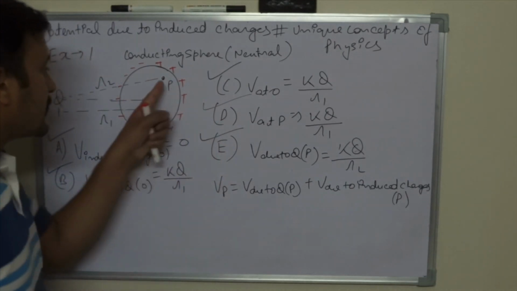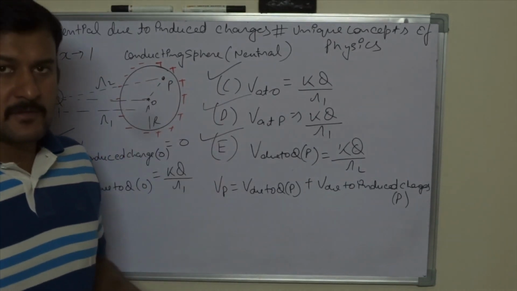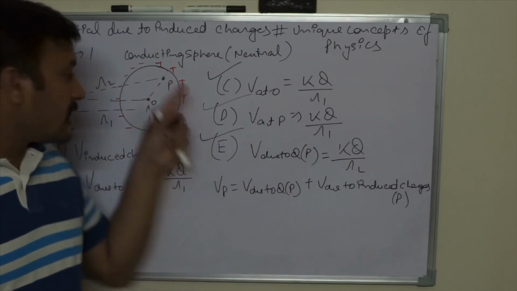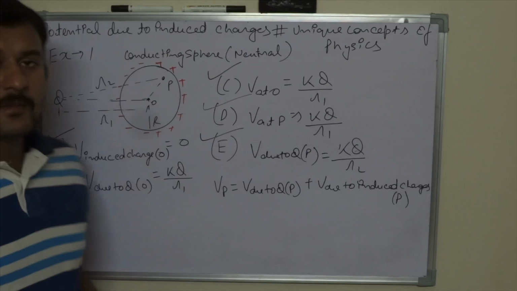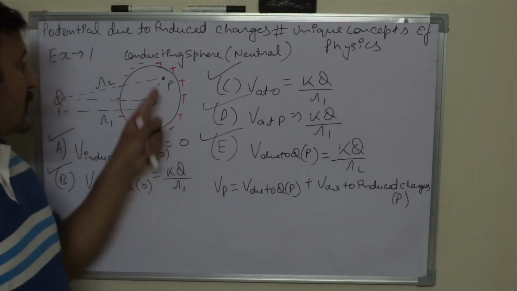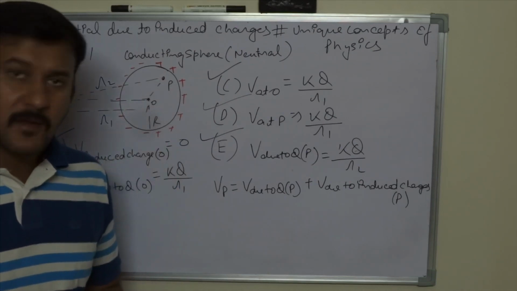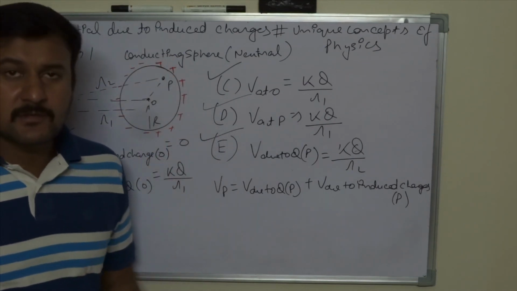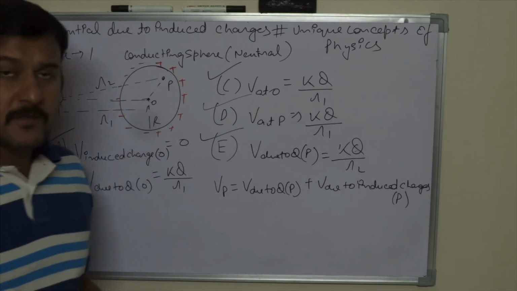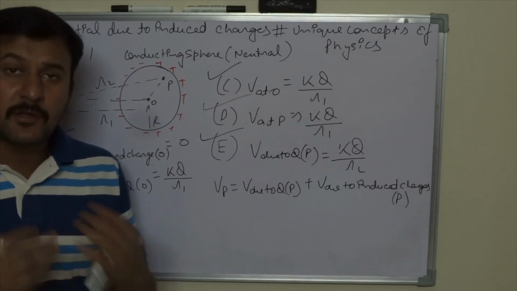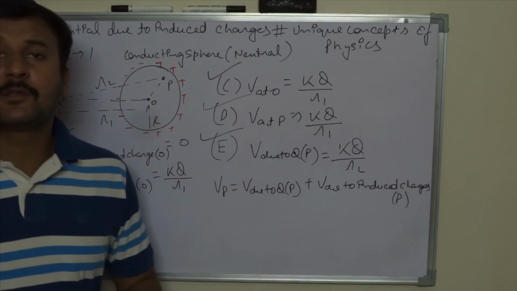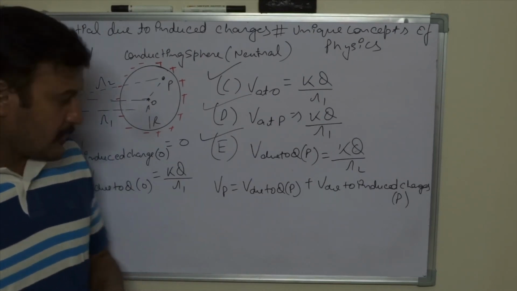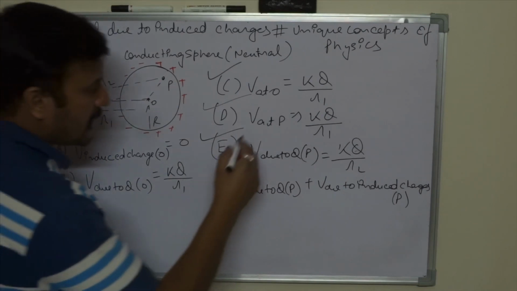Because P is not symmetrically placed inside the sphere. In fact, P is nearer to the positive charge and far from the negative charge. So P is not symmetric in the sphere, hence all the charges are not at equal distance from P. Therefore, we can say that the potential of induced charges, or the potential due to the sphere at P, is not zero. So, how will we calculate it?